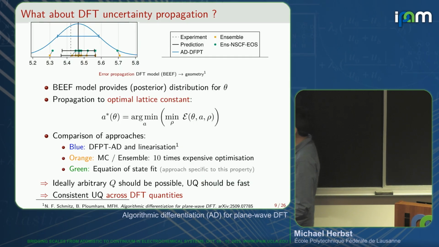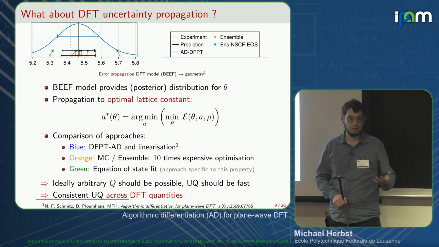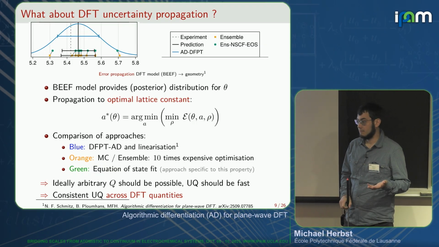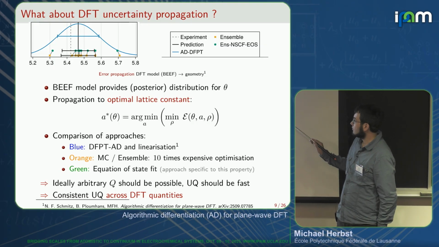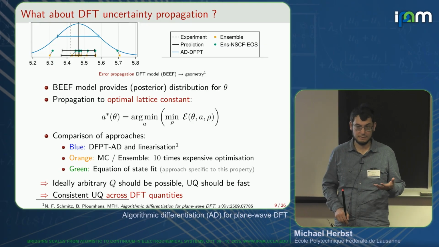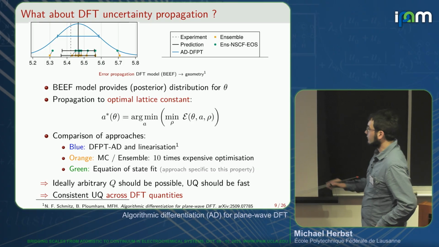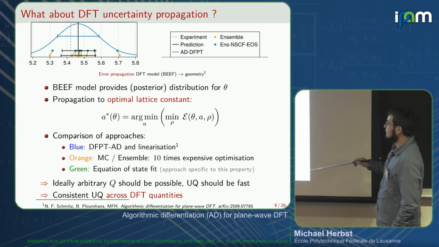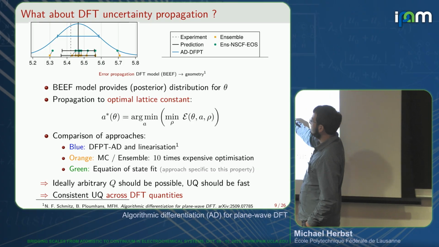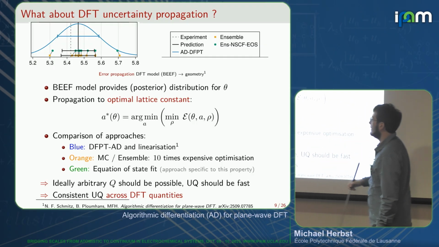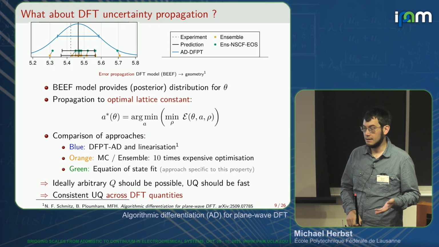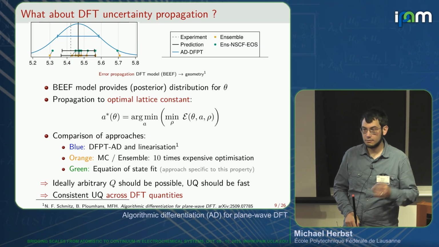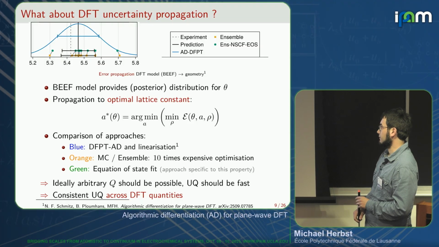So here we took the BEEF DFT model, which is one of these models that not just gives you a prediction of an energy or property, but has some uncertainty built in, which is encoded in terms of a distribution of the DFT exchange correlation parameters. Same thing, we look at the optimal lattice constant, and at how it distributes with respect to the distribution of these DFT parameters. That's a way to quantify the uncertainty in the predicted optimal lattice constant that comes out of DFT here.